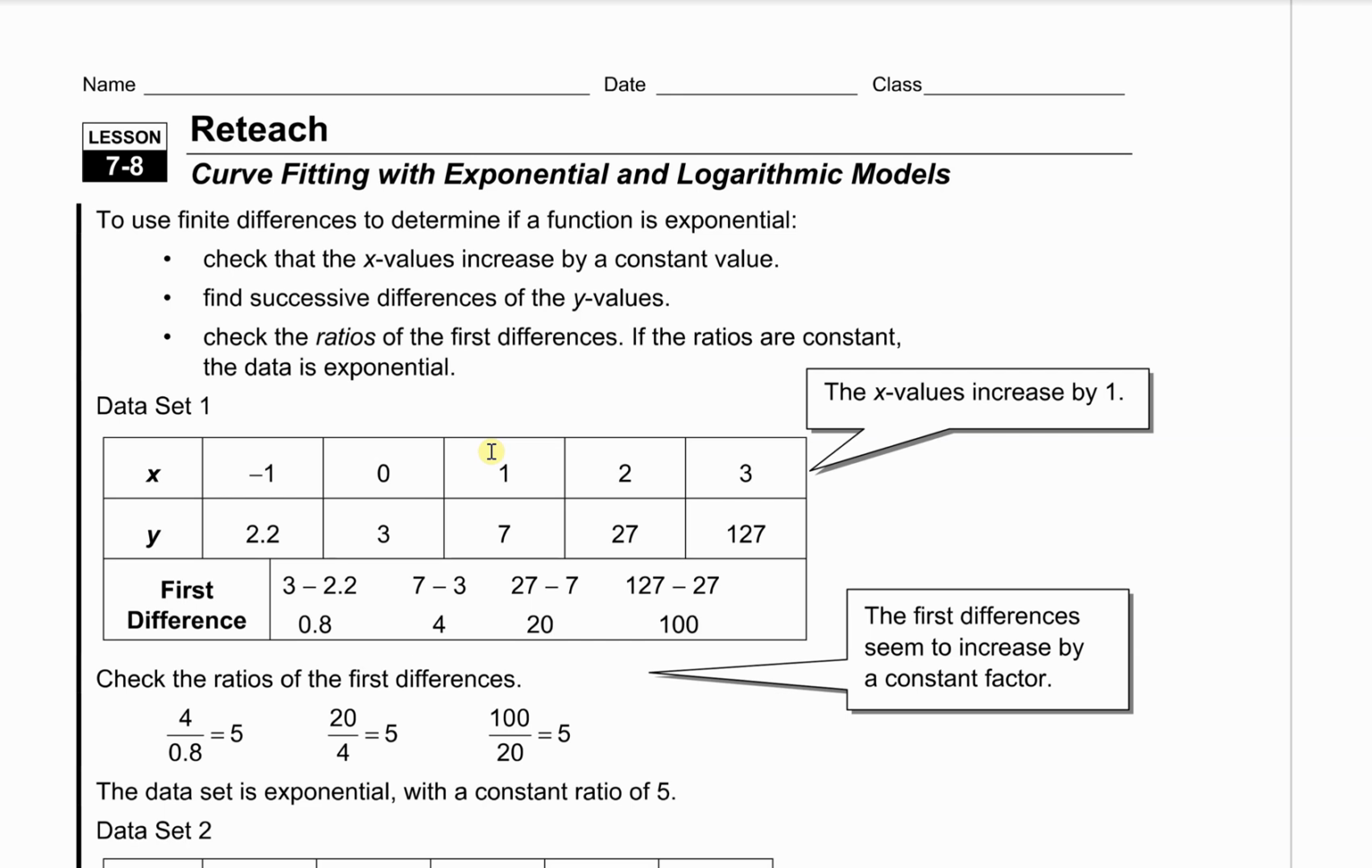Hey guys, here's the notes for 7-8, curve fitting with exponential and logarithmic models.